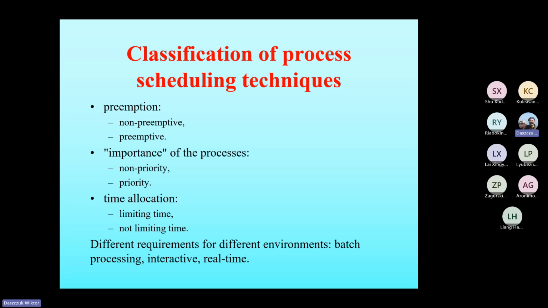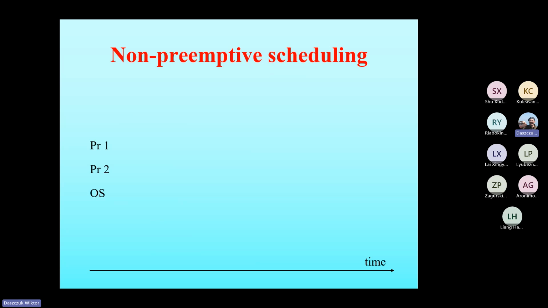So limiting the time is for short-term scheduling, bottom-level scheduling, scheduling with access to processor. And different requirements for different environments. We will discuss what requirements are for what modes of operation and environment. First, let us describe what is non-preemptive scheduling.